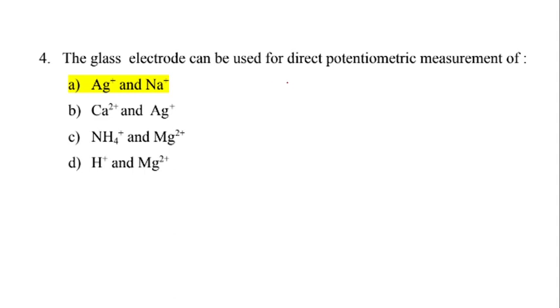Question number 4: the glass electrode can be used for direct potentiometric measurement of which ion? We have already discussed that the glass electrode can measure H+ ion, Na+ ion and Ag+ ion. Obviously these ions are given in the options, so it will be used for that.